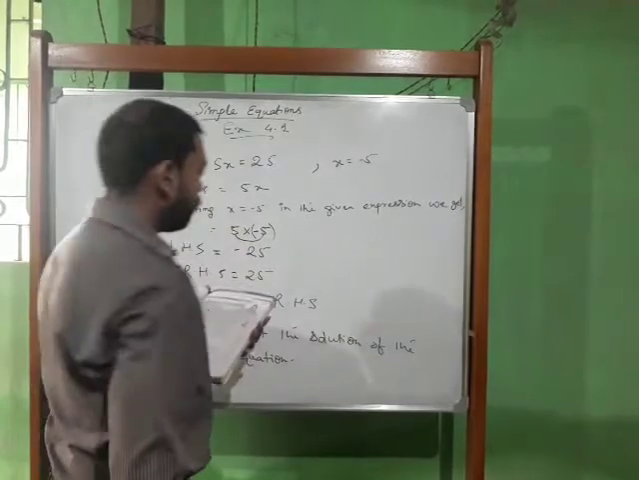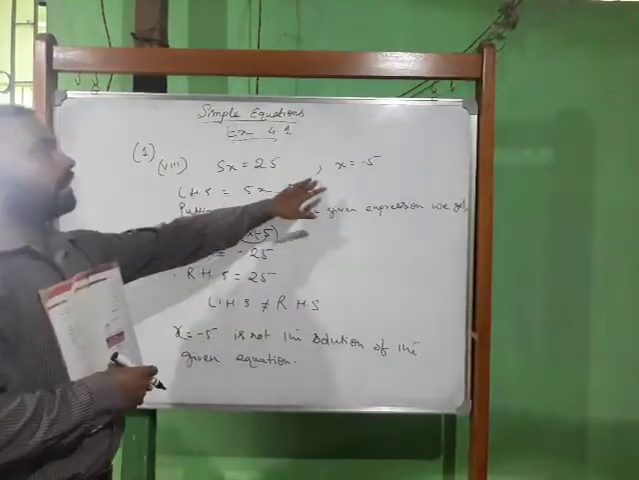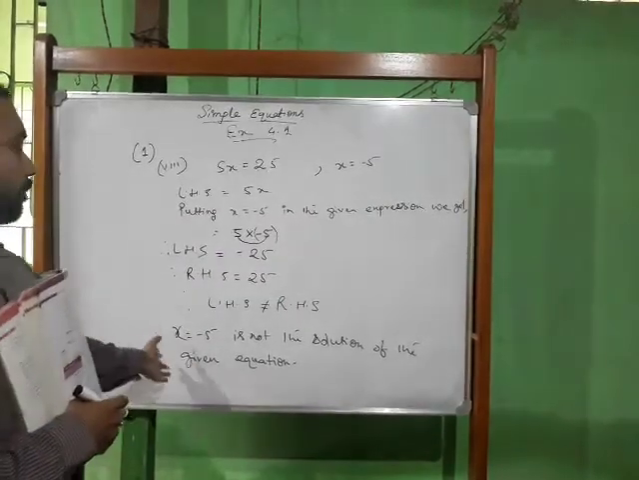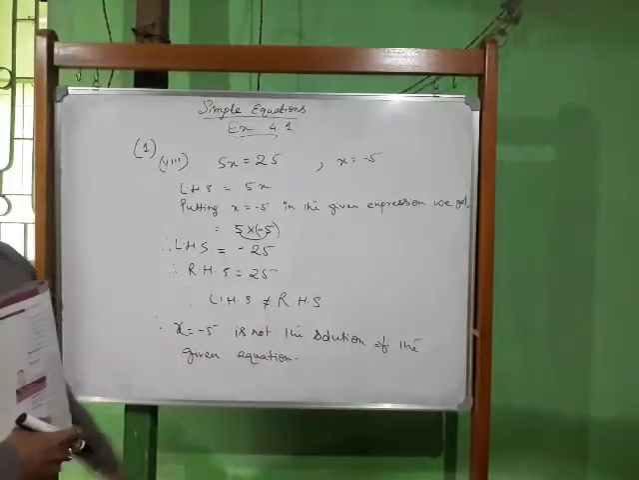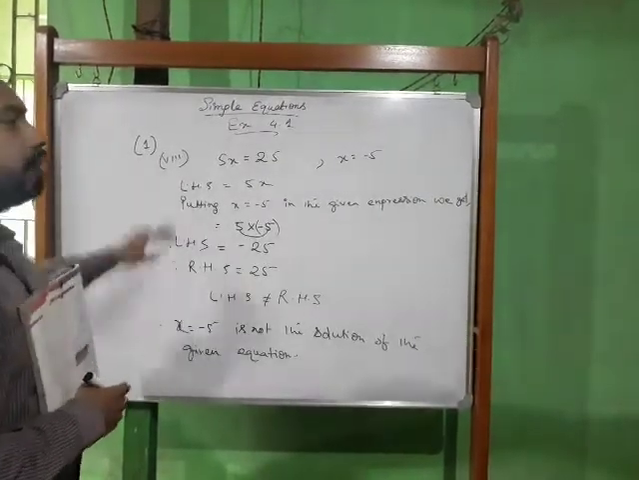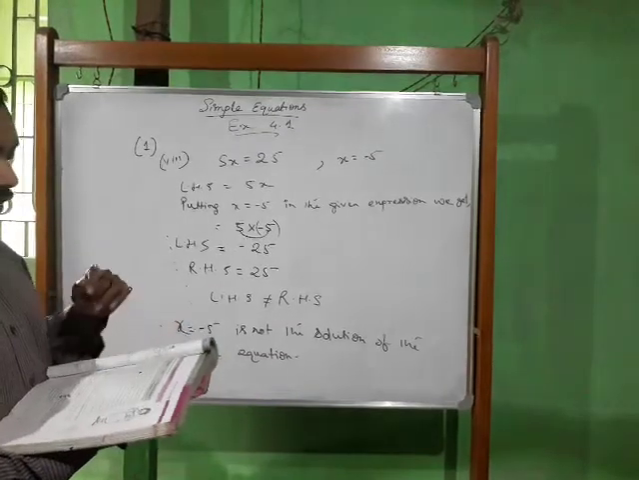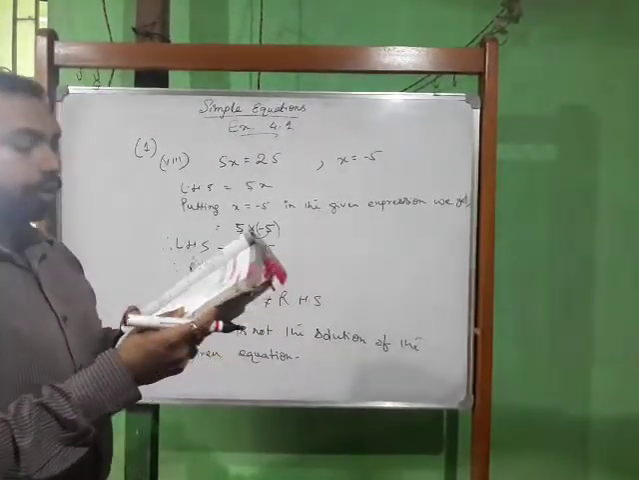You can write this like this also, is not the solution of the given equation. In your book it is given whether the value of x is satisfying this equation. You can write like that also, that x equal to minus 5 is not satisfying the given equation, or is not the solution of the given equation. Anyone you can write. So in this way we can do question number 1. Now let me move to the question number 2.